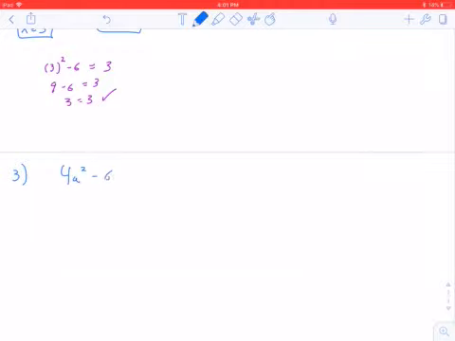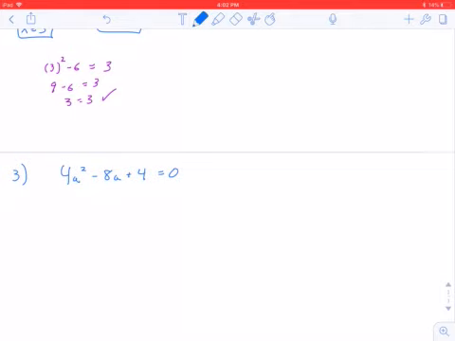4a squared minus 8a plus 4 equals 0. Okay, this is nice because the quadratic is already in standard form. It's already equal to 0. Remember, that's the first step we have to take. Now let's solve. And we're solving by factoring, remember.